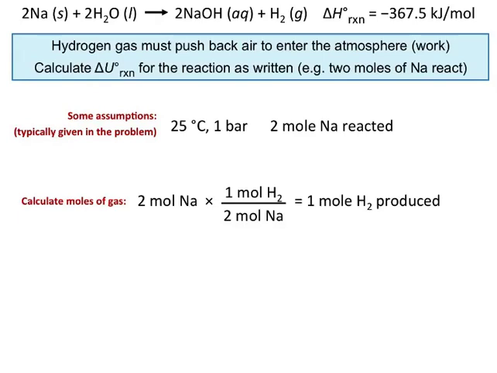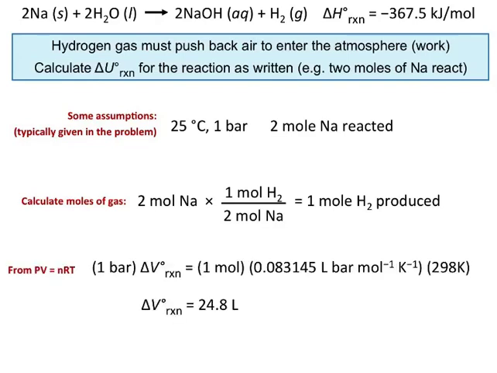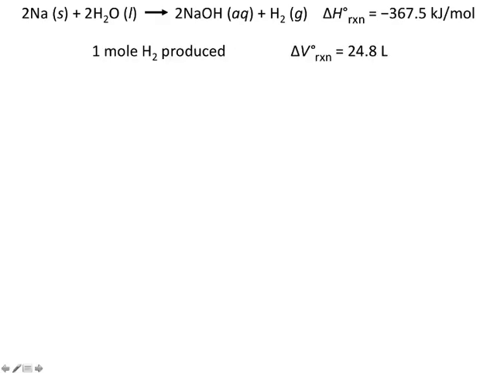So if you want to be specific about it, if you start with 2 moles of sodium, here's the mole ratio, you're going to make 1 mole of hydrogen gas. And then we're going to need the volume of this because we're going to deal with work, which needs a final and an initial volume. And so you use PV equals nRT with this, and you get your volume of your reaction to be 24.8 liters.